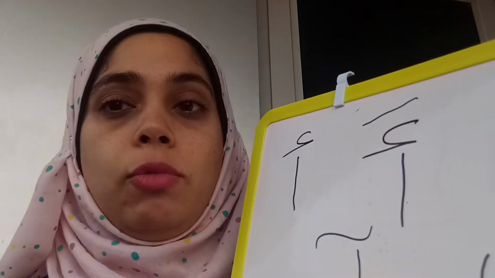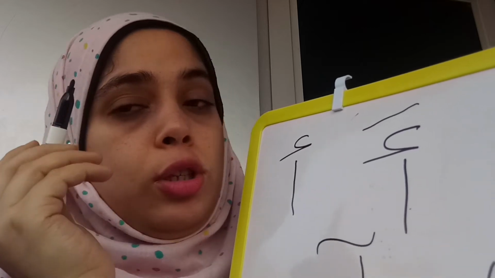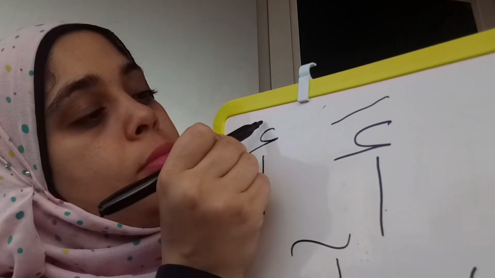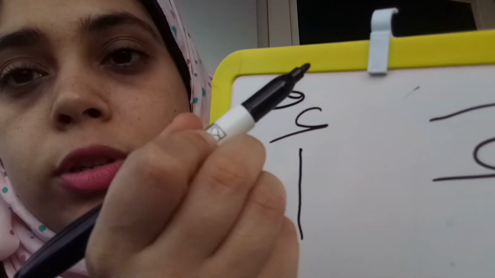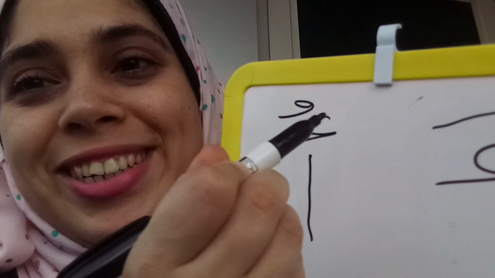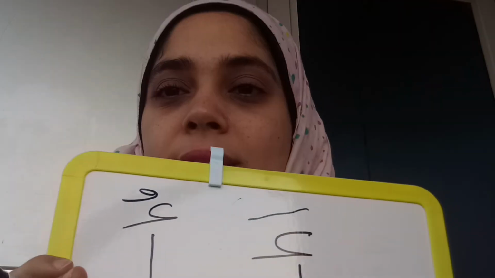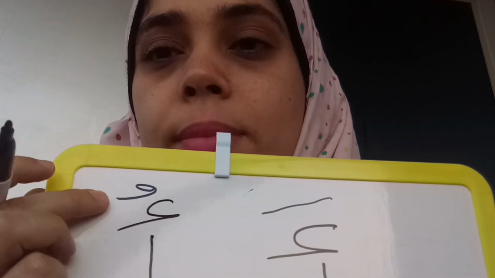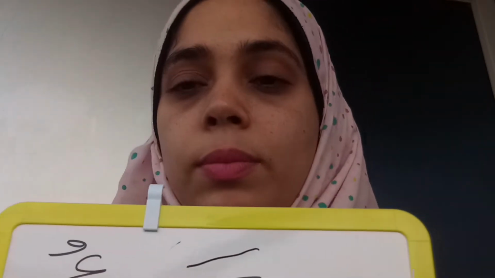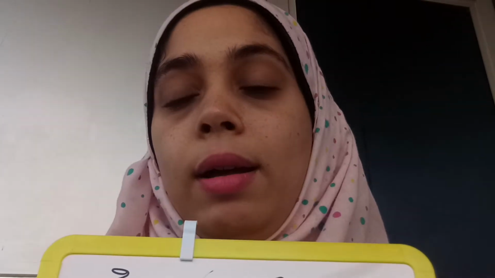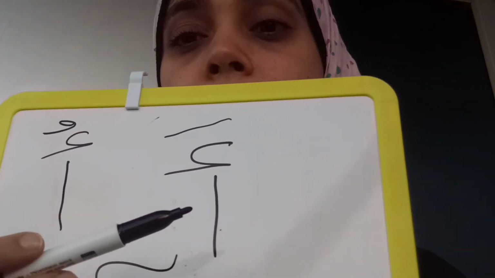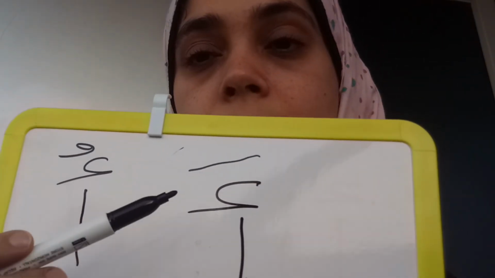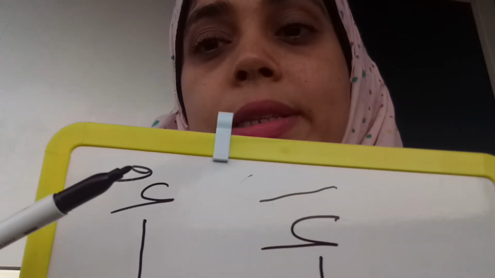And when you see the small shape on the top, like a small circle with a long tail coming down, we call it Dhamma. When you see this Dhamma on top of any letter, you pronounce it as o. So this is fatha, a, Alif with fatha, a, and Alif with dhamma, o.